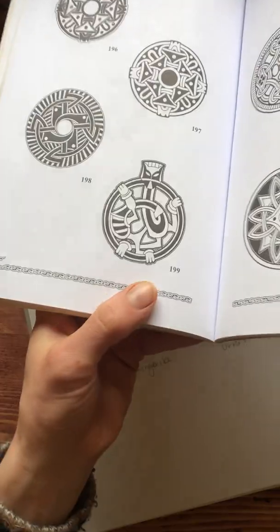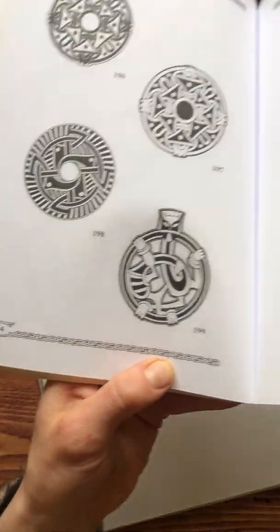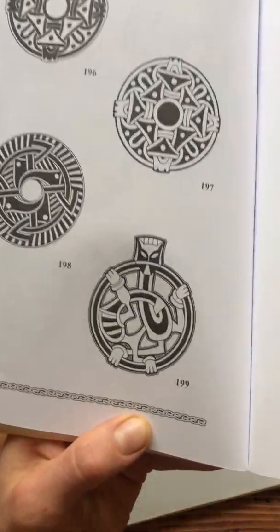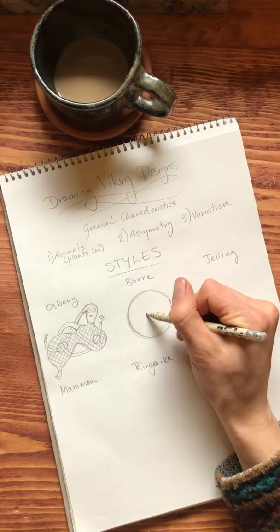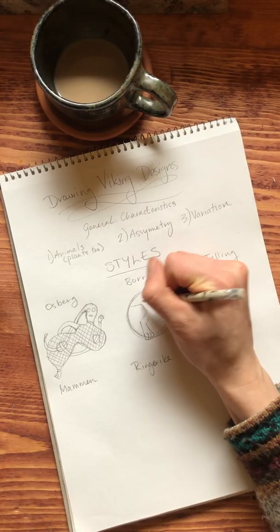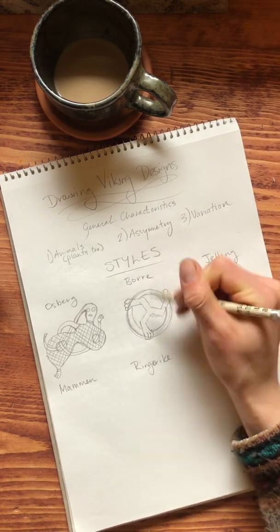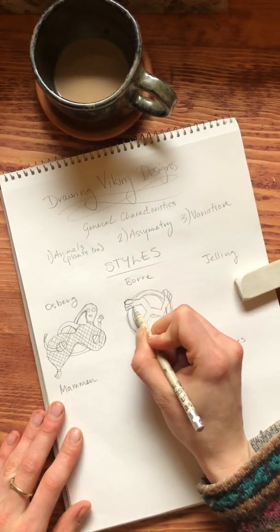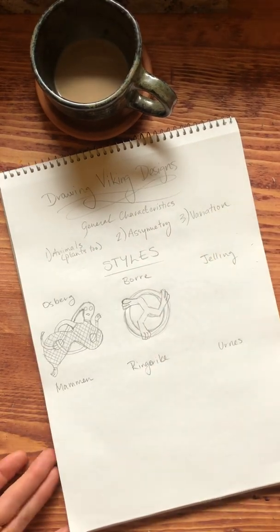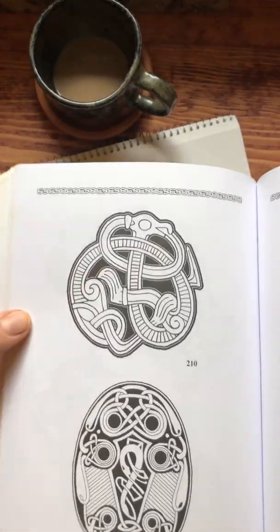So the next popular style is called Borre. If it's circular and round and there's hands grabbing round, that's a Borre. Borre styles tend to be circular designs, and a lot of times they feature these grabbing hands. So Jelling.